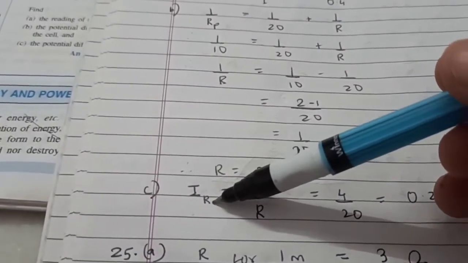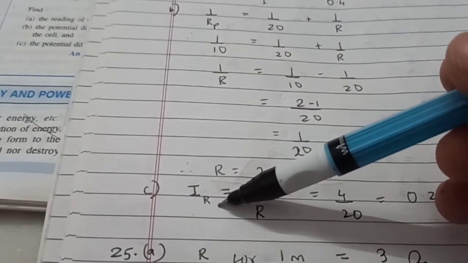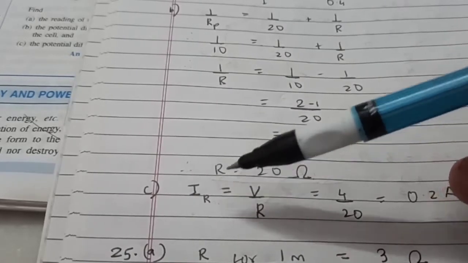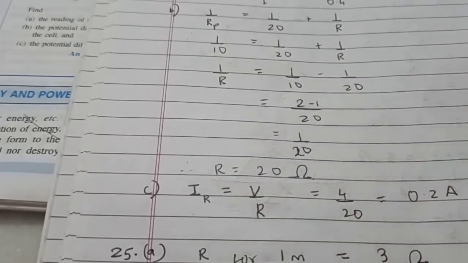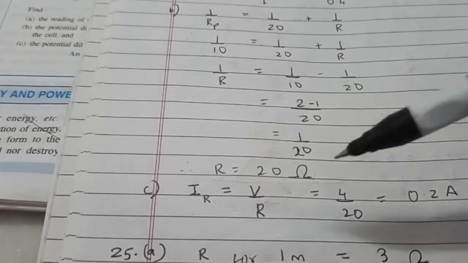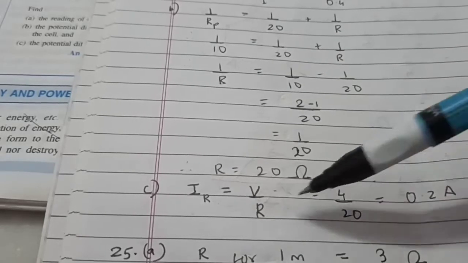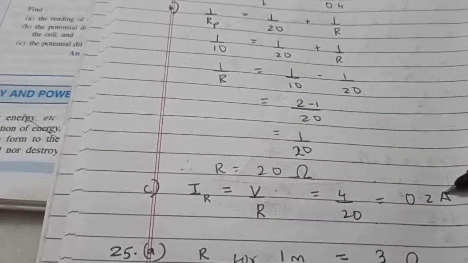So the current passing through R resistance, I labeled it as IR. You could have put it as I1 also. Just I, I won't use, because I is total current. So you need to differentiate between total current and individual current, or total voltage and individual voltage, total resistance and individual resistances. So RP, RS, how to use these variables is important to know. So the current is potential difference, which is 4, and R value we already found out, which is 0.2 ampere.